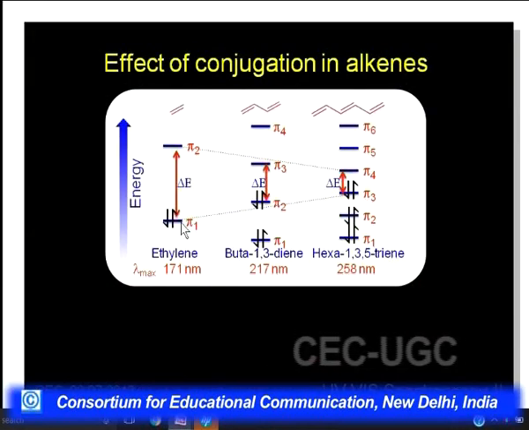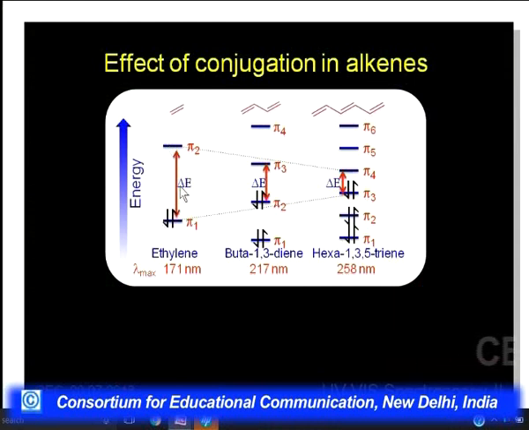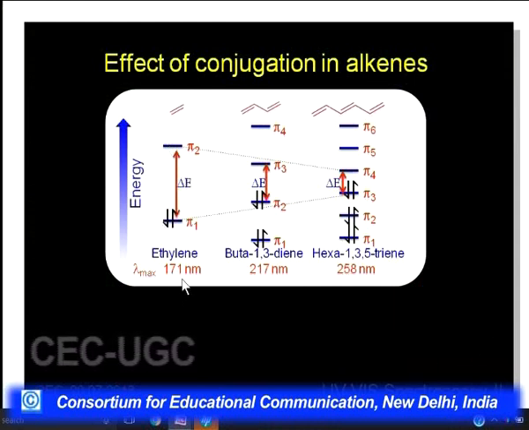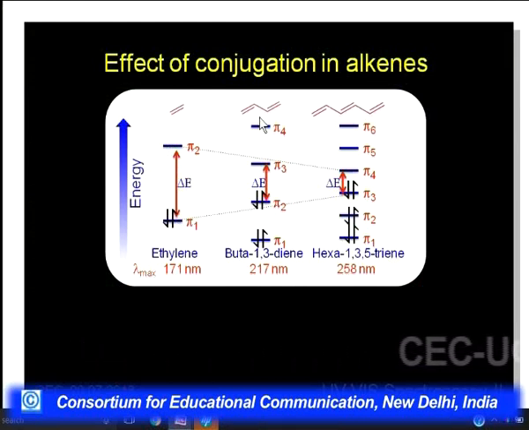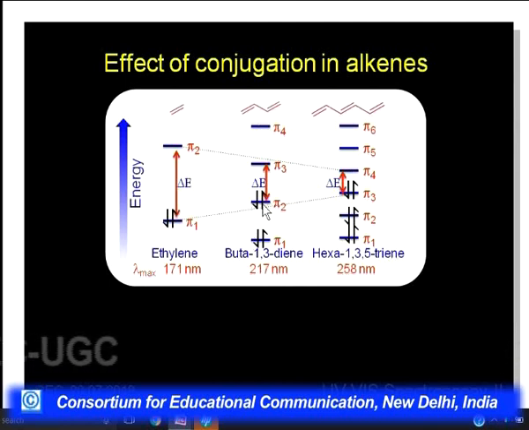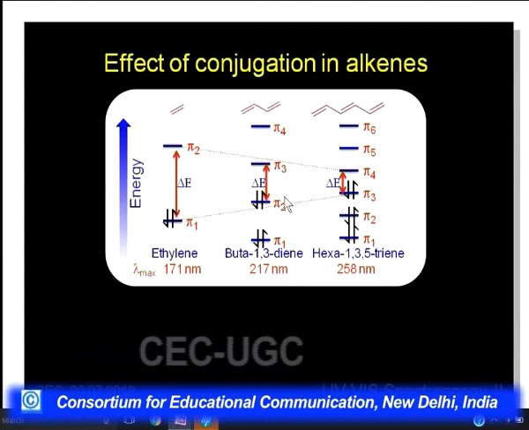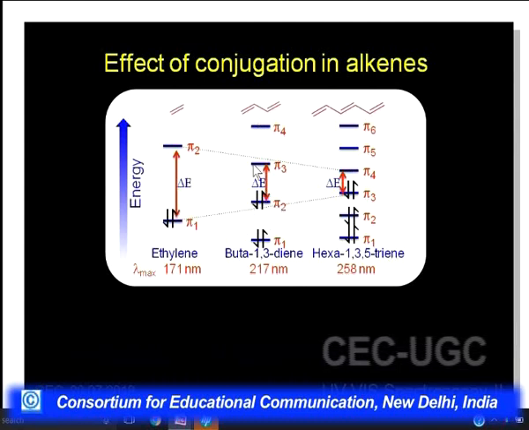Let's recall that when we talked about the effect of conjugation, we talked about it in two kinds of species. First, in case of alkenes. I'll quickly recall this for you. Suppose I start with ethylene, there are only two energy levels there, and this delta E is such that the wavelength maximum comes out to be about 171 nanometers, which is outside the UV visible range. When it comes to butadiene, it comes at 217, because the energy difference between the HOMO, the highest occupied molecular orbital, and the LUMO, the lowest unoccupied molecular orbital, becomes lesser.